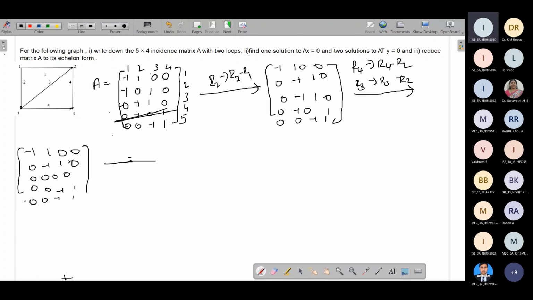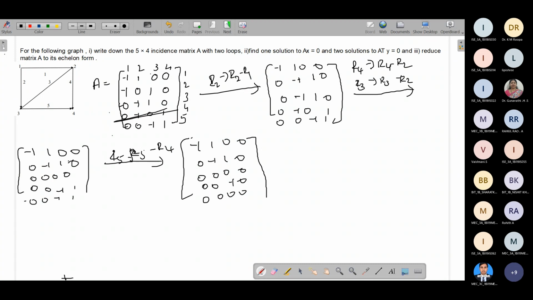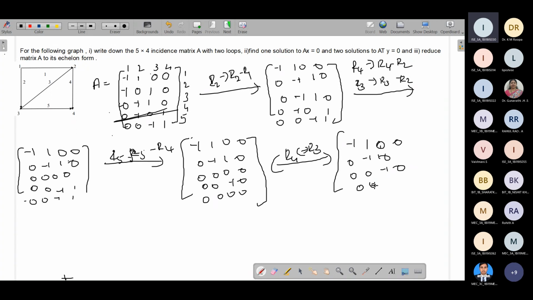Again, if we apply the transformation, R5 minus R4, we get -1, 1, 0, 0, 0, -1, 1, 0. The third row is already 0, 0, 0, -1, 0. The final row will become 0 again. Now we will shift this 0th row, R4 to R3. I think everybody knows this, to find echelon form: -1, 0, 0, 0, -1, 1, 0, 0, 0, -1, 0, 0, 0, 0, 0. So this completes the first problem.